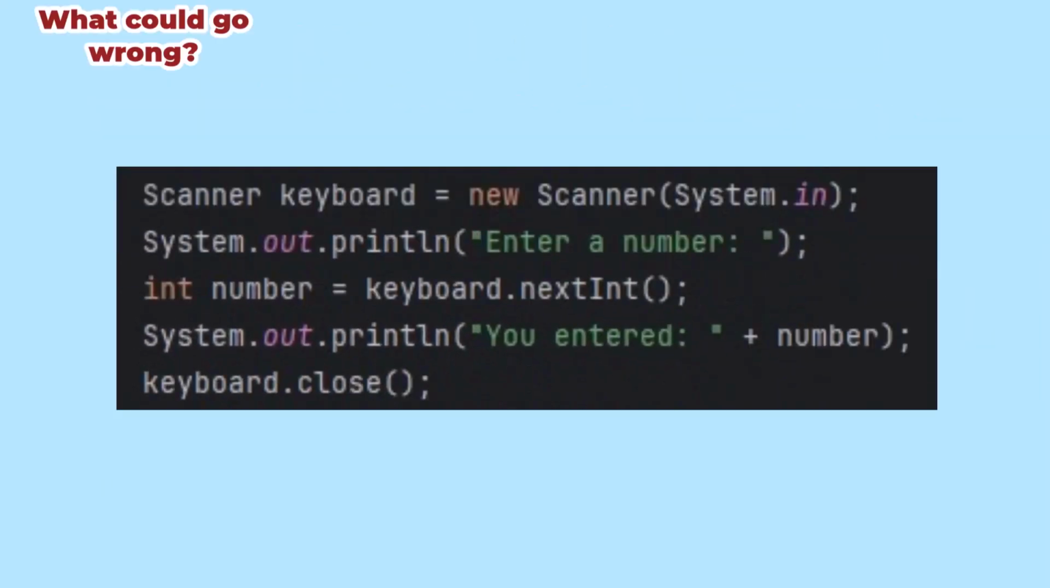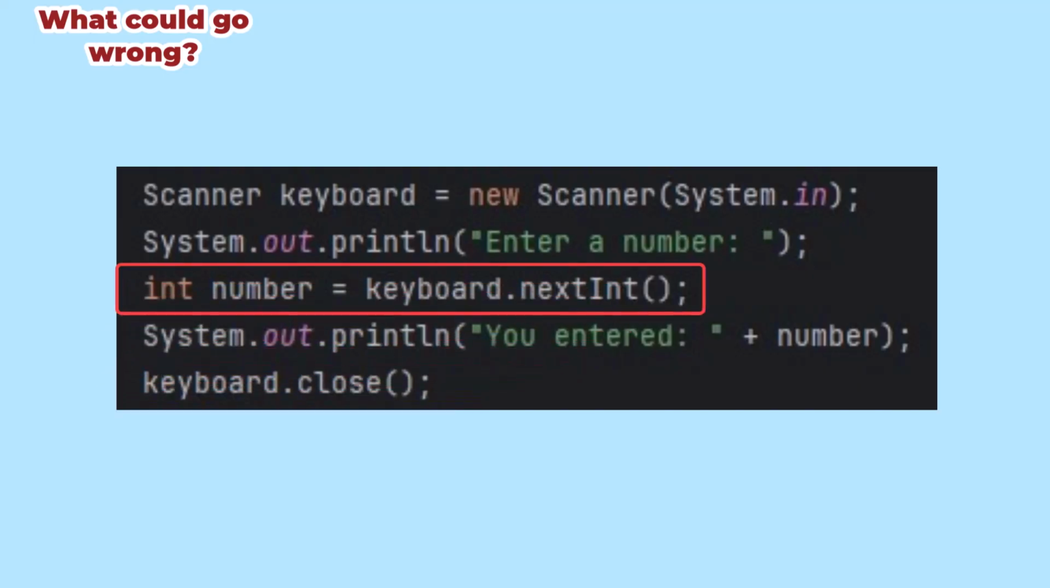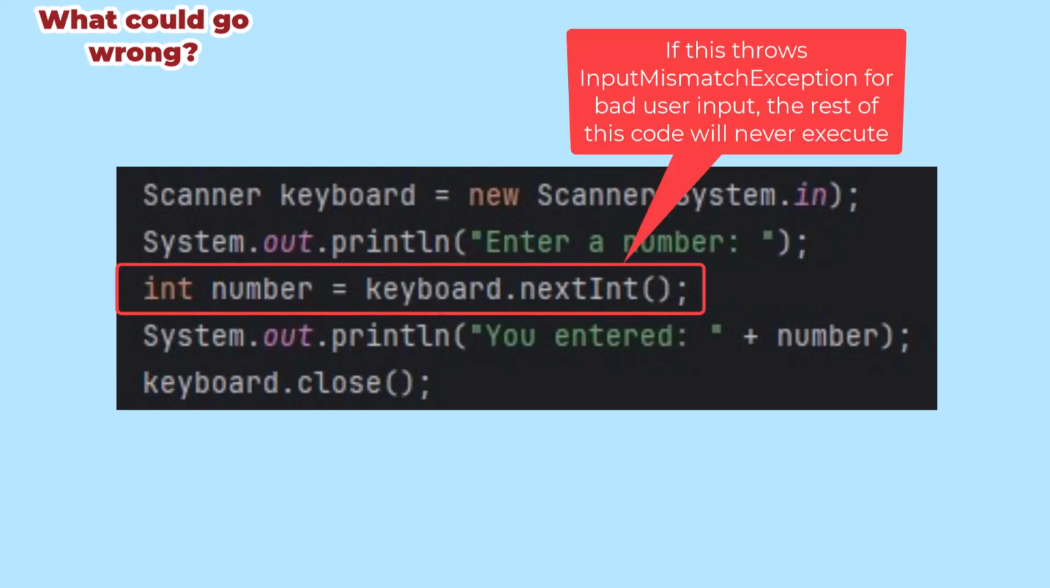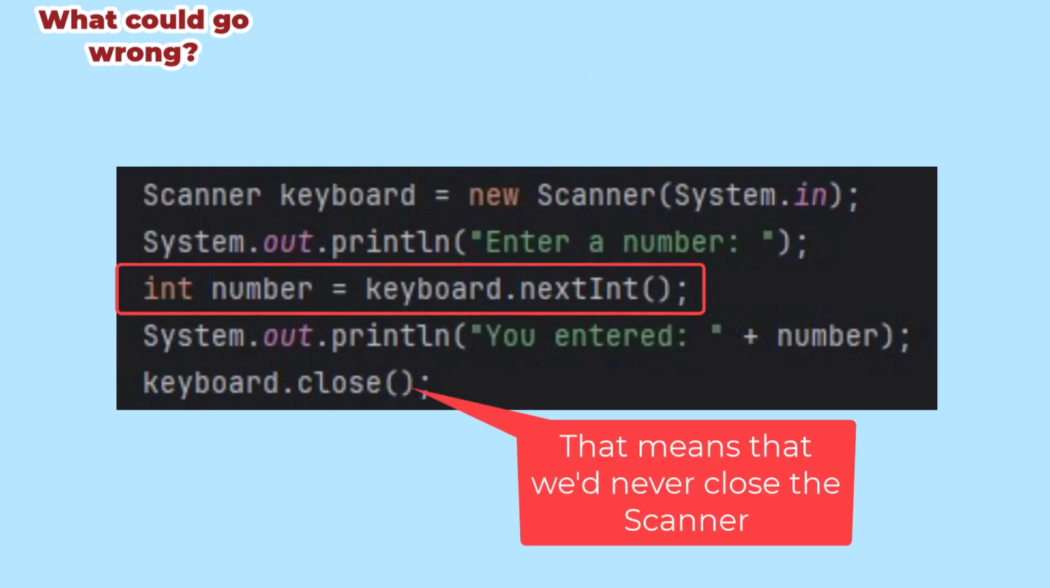As an example of what we have to worry about, look at this code. It looks like we've been good because we closed the scanner. However, if our user entered something that wasn't an integer, that nextInt call would throw an InputMismatchException, which would cause this code to stop executing and return back to whoever called us. That means that the keyboard close would never get called.